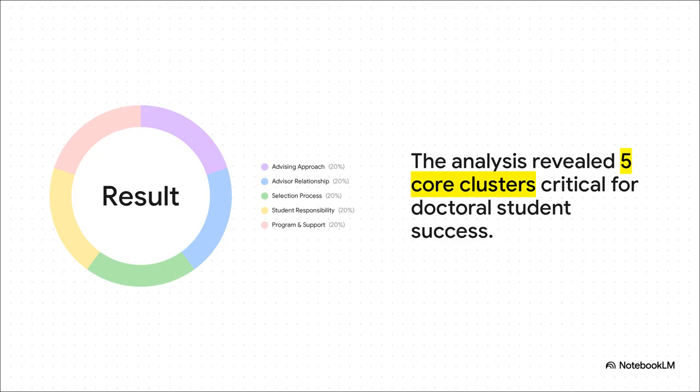So, what happened in our dissertation example? Well, the process revealed these 6 core clusters as being critical for doctoral success. But the analysis didn't just identify them, it also showed which of those clusters were considered most important and least difficult, giving universities a super clear roadmap for how to improve their programs.